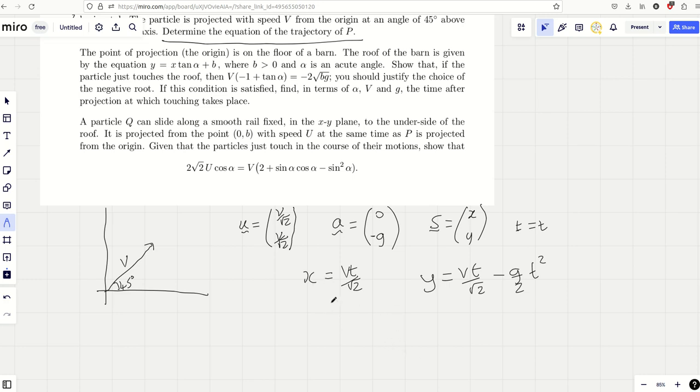Okay, so what am I going to do next? I'm going to eliminate t. Well, t is obviously root 2 x over v, and so I'm just going to plug it in here. Looking at this, that's the same as that. So that's just x minus g over 2, and then I just need to square that, so 2x squared over v squared. The 2's cancel, and there we go. We've got the equation of the trajectory because we've got the equation of y in terms of x.